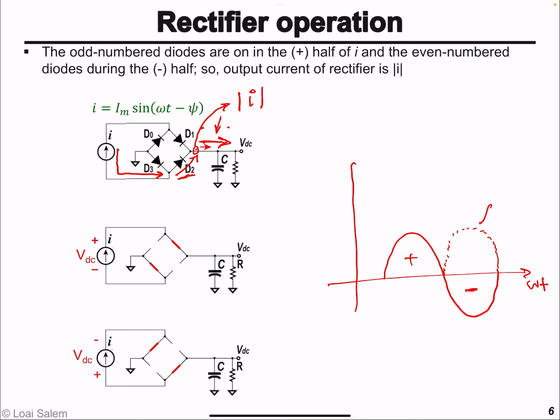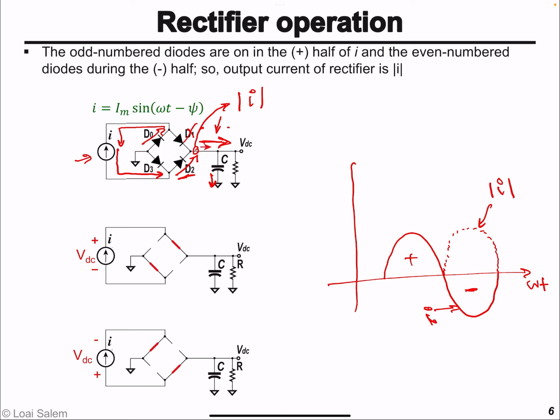So the output current from the rectifier is going to be the absolute value of the series resonant circuit current I, or this current source I. To continue, the current will flow in here, going into the ground. And since the current in the negative half cycle is flowing counterclockwise, the only way for it to flow is via D0, not via D1, right? Or the return current will come via D0.